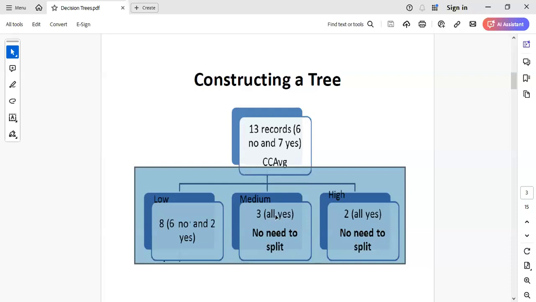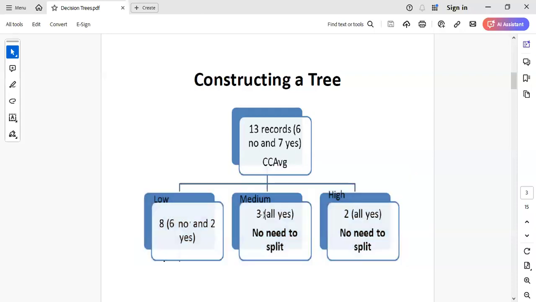Okay, here it has come yes, but it might be no also. So when we have a certain number of records and all the records are of a single class, that part is called a leaf. That part where we have n number of records, and all those records are of either the yes or no class or category, that stage is called a leaf.